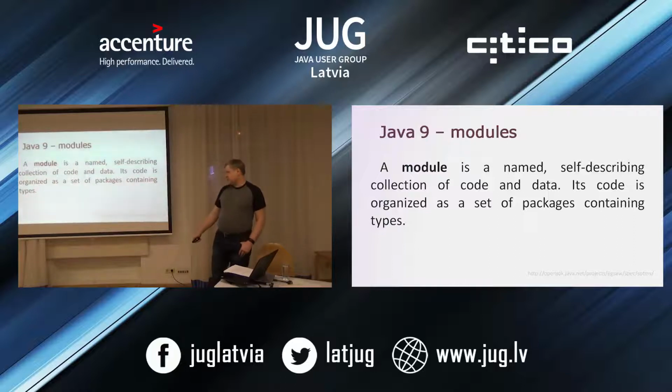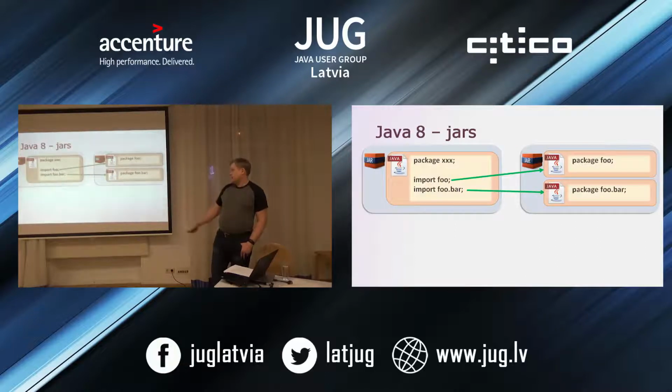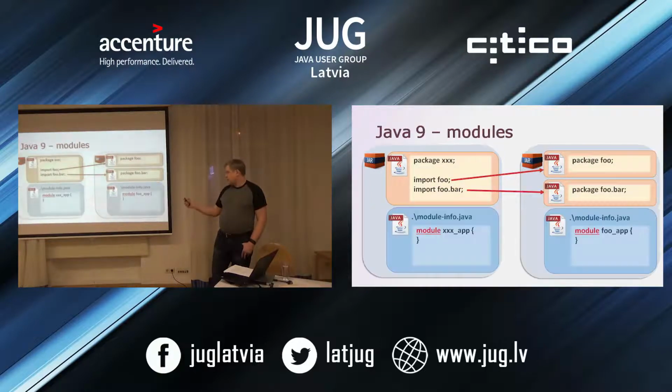In order to work with modules, we need to briefly discuss what a module is. A module is a named self-describing collection of code and data. Code and data is organized in packages. So nothing new as of here. Jars: we have two jars. One has package x6, another has package foo and foo.bar. Provided both jars are in the same class path, they can easily access one another. In Java 9, first change, two modules or two jars cannot access one another at all.